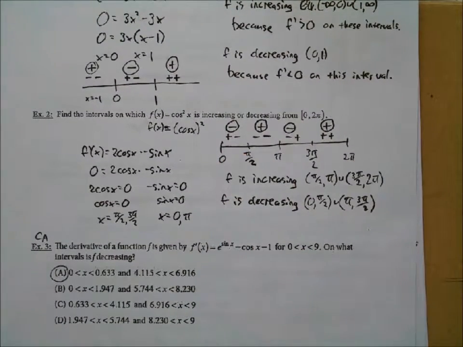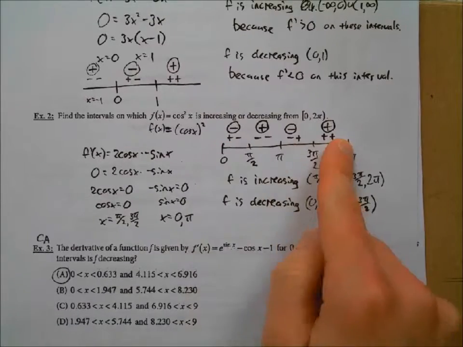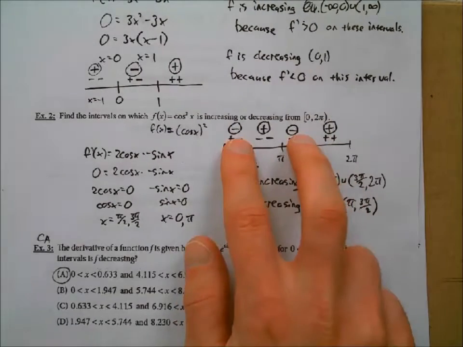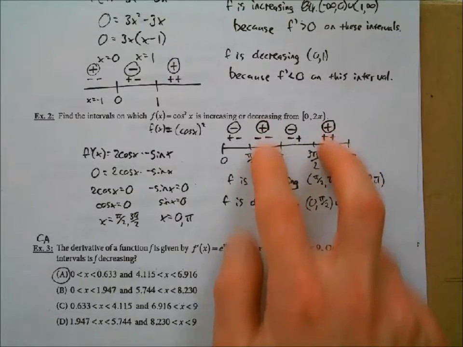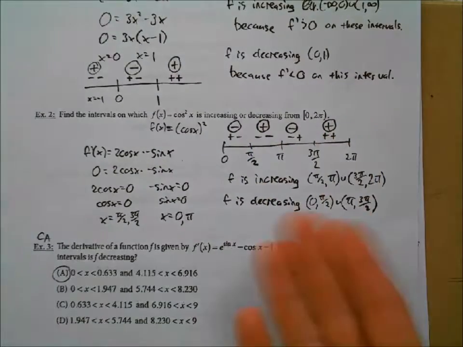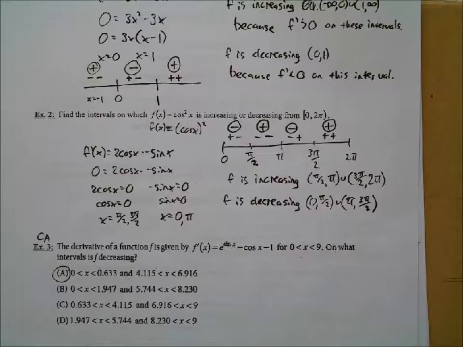With these results, then we can see that these two intervals, since f prime is negative, then f is decreasing on those two intervals, and then because these two intervals are positive, then f is increasing on those two intervals. I didn't put the justification there because I think it's the same kind of justification as before.